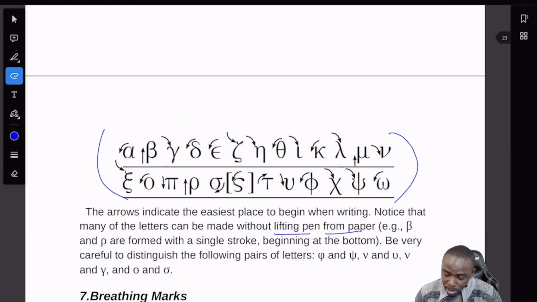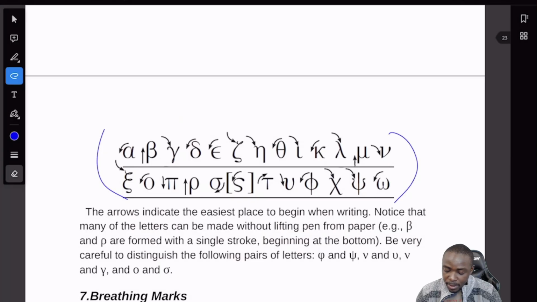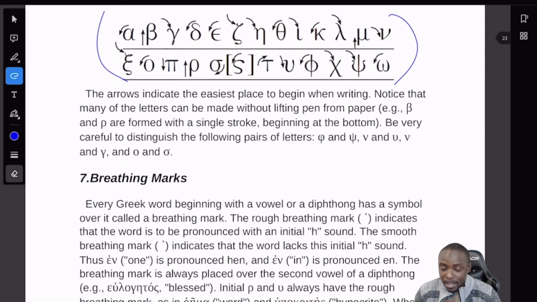Be very careful to distinguish the following pairs of letters: phi and psi, and nu and upsilon. You want to keep those clear. And then you have gamma, omicron and sigma. So just be careful with these letters, so that once you know your letters, you shall be able to distinguish them and not confuse them when you see them and when you're writing them.